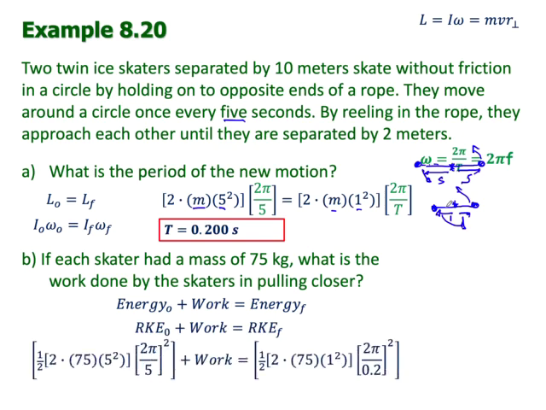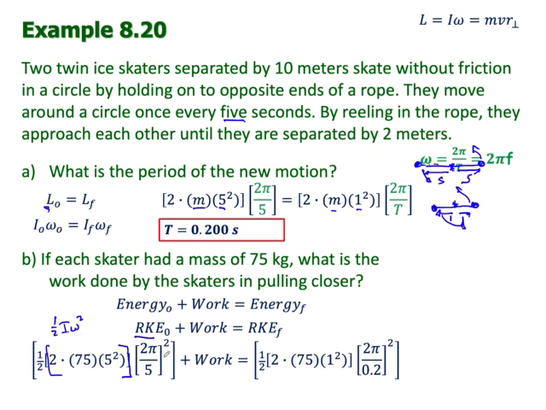Just plugging in the numbers, 1/2, and this whole part right here is the I initial, times, remember, omega squared. So again, remember the difference. In this equation, it's just I times omega. For rotational kinetic energy, it's 1/2 I omega squared. Two different things. This is RKE. I times omega is angular momentum L.